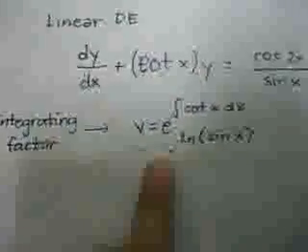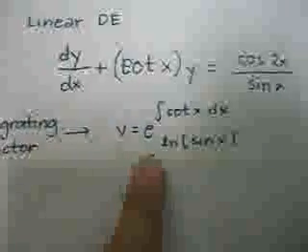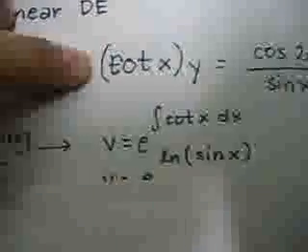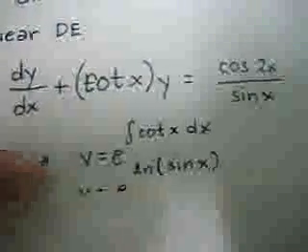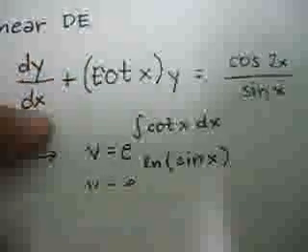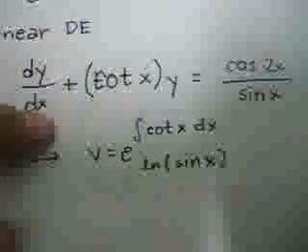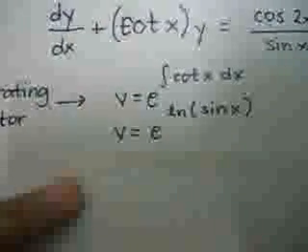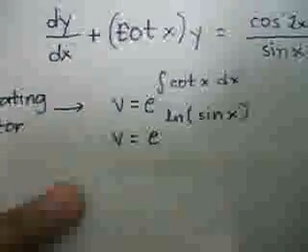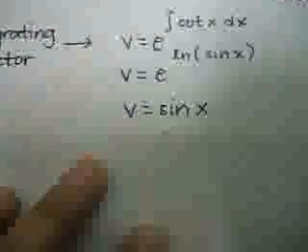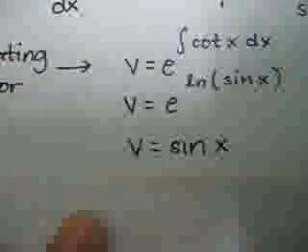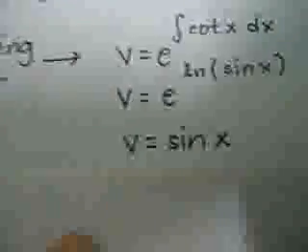We have here v as our integrating factor, which is just equal to e raised to the integral of our p of x, which in this case is cotangent of x. So our expression is v is equal to e raised to the power of the integral of cotangent of x dx. And since the integral of cotangent of x dx is just equal to ln of sine x, we have this equation right here. And then since e and ln just cancel each other, we are left with the integrating factor v, which is equal to sine of x.